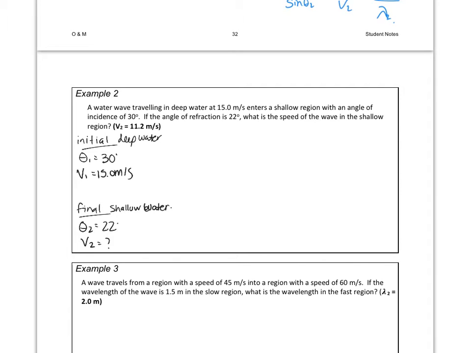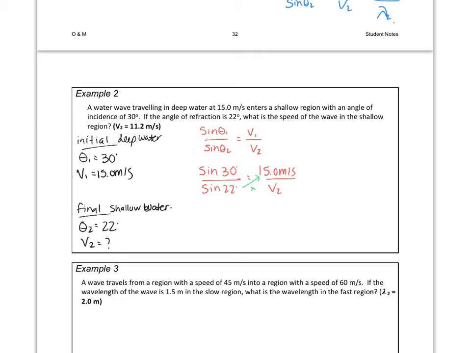So we're going to use our Snell's law formula. We don't need wavelength, so we're not going to include that part of our fraction. So we're going to say that sine theta 1 over sine theta 2 is equal to v1 over v2. Subbing in, we have sine of 30 degrees over sine of 22 degrees is equal to 15 meters per second all over v2. This is just something where we can cross multiply and divide.